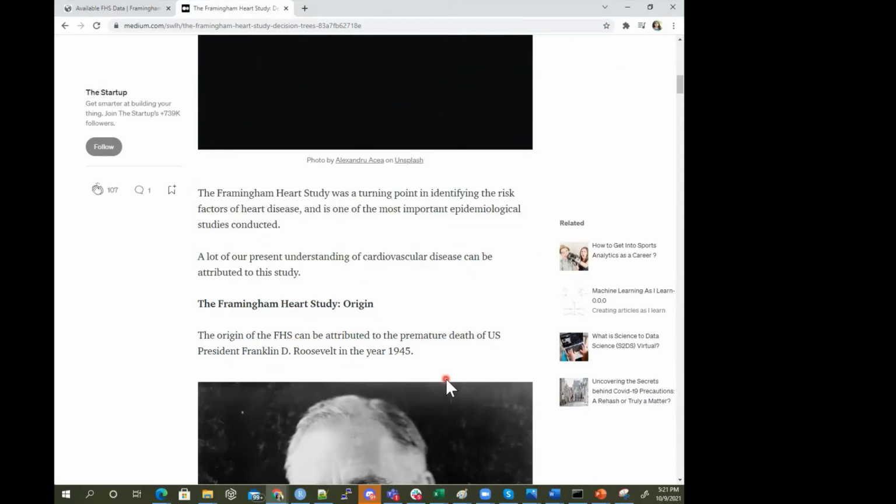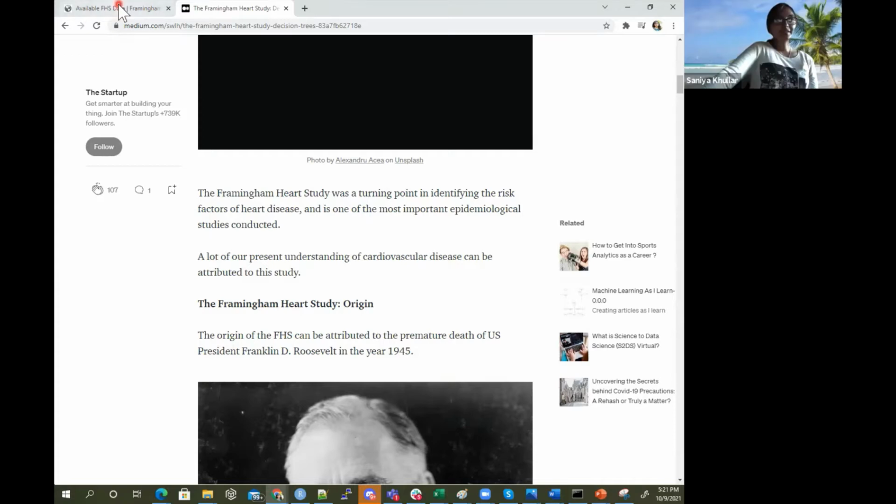It was a turning point in identifying the risk factors of heart disease and is one of the most important epidemiological studies conducted. A lot of our present understanding of cardiovascular disease can be attributed to the study. The origin of FHS can be attributed to the premature death of U.S. President Franklin D. Roosevelt in the year 1945.